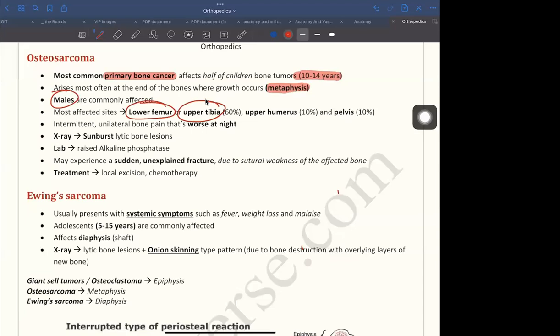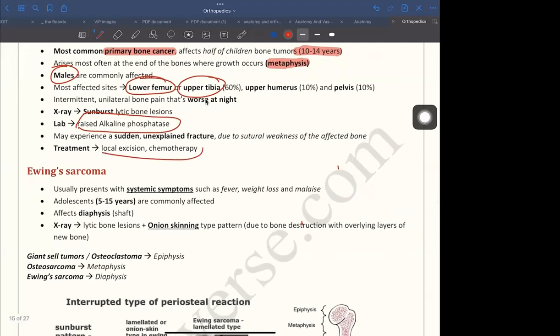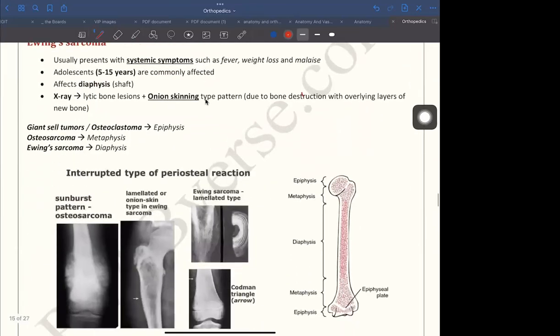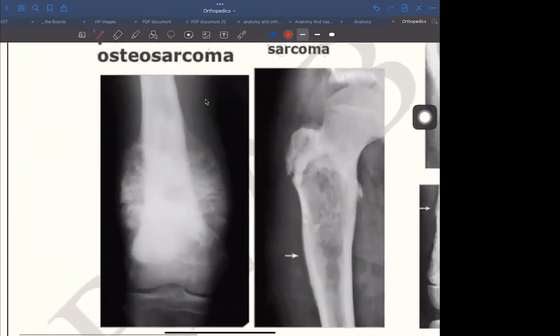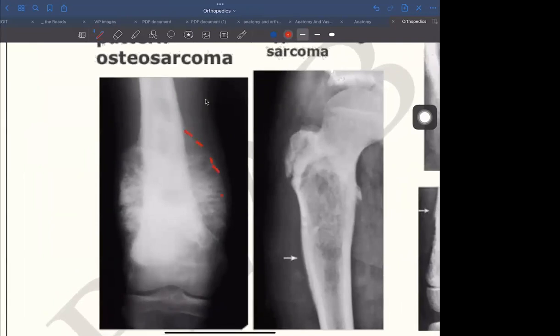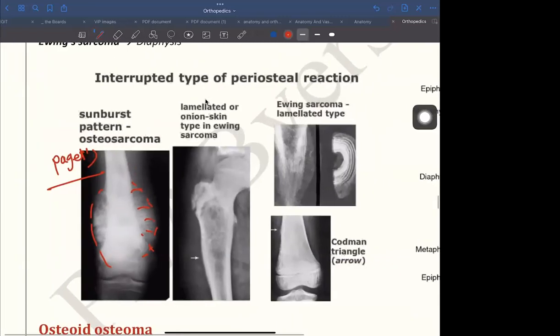And there is intermittent unilateral bone pain, worse at night, and X-ray will show something called sunburst or a lytic lesion, with very raised alkaline phosphatase, or a sudden unexplained fracture in a very young child, 10 to 14 years. You can do local excision or chemotherapy. If you look here, this is the sunburst osteosarcoma. And we explained earlier that osteosarcoma is also common in Paget's disease, right? So this is the sunburst lesion of osteosarcoma.